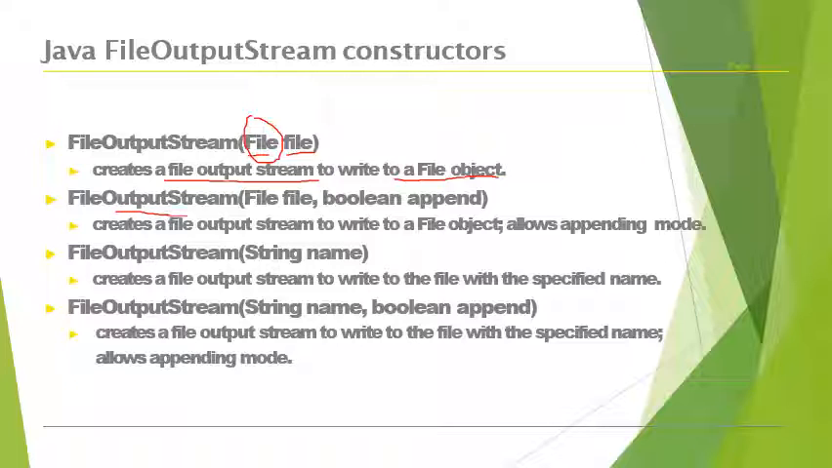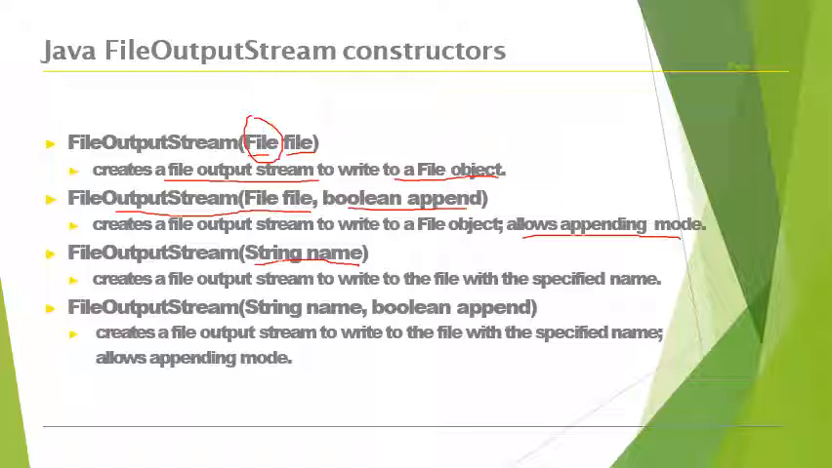Now the next one is File and boolean append. In this case, we can write into the file object in a similar way, but it allows appending mode. That means we have already written to the file, and if you want to append anything, it is allowed. Now the next one is FileOutputStream(String name).